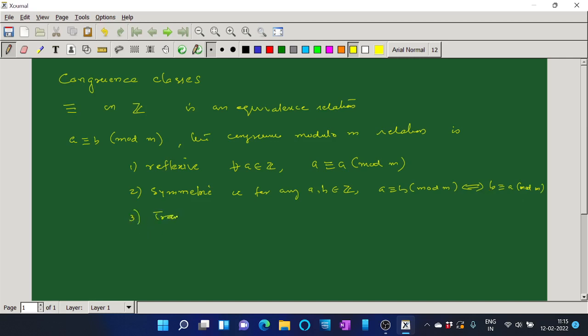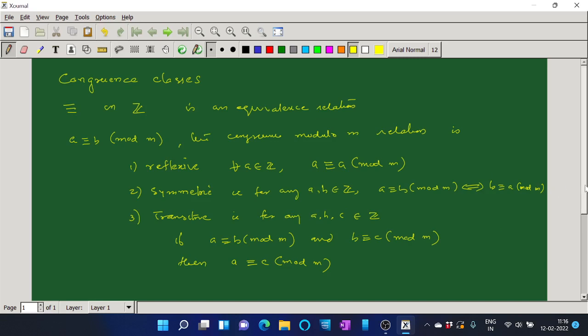And it is transitive, that is, for any a, b, c in the set, if a congruent to b mod m and b congruent to c mod m, then a congruent to c mod m. That is, the congruence modulo m relation defined on the set of integers is reflexive, symmetric and transitive, and hence it is an equivalence relation.